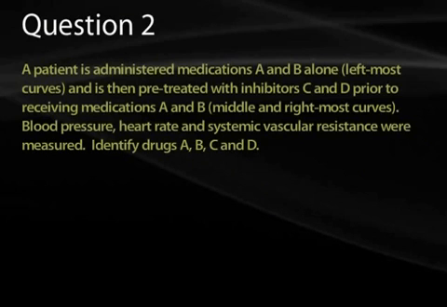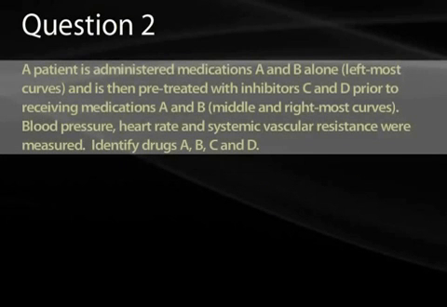Question 2 is similar to question 1, except it's more complicated. A patient is administered medications A and B alone on the left, and then is pre-treated with inhibitors C and D prior to receiving medications A and B. Blood pressure, heart rate, and systemic vascular resistance are measured. It's up to you to identify the drugs.